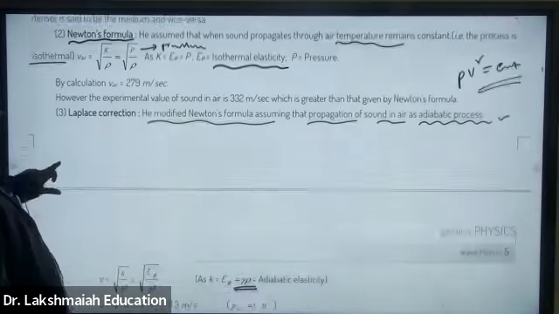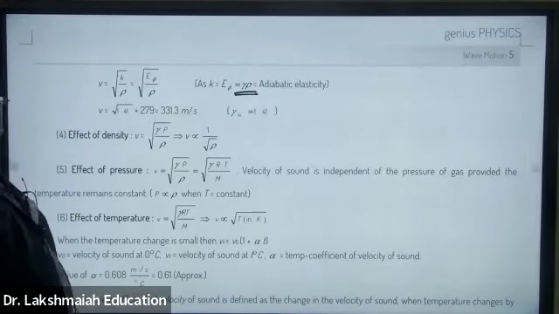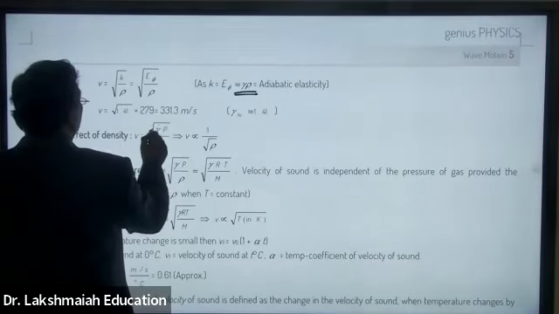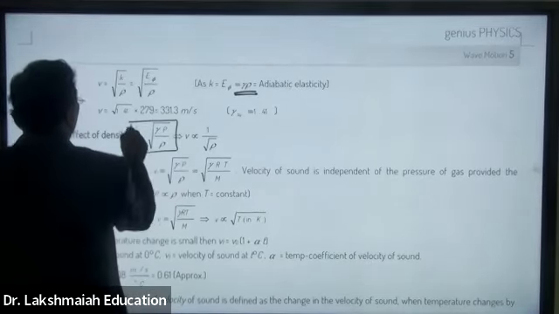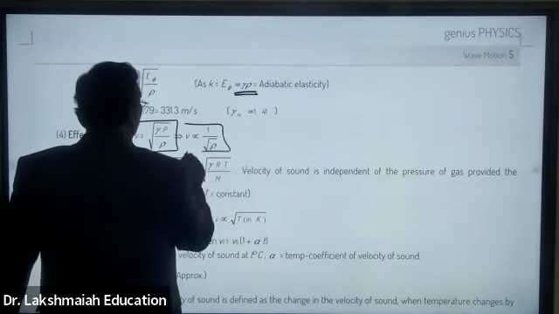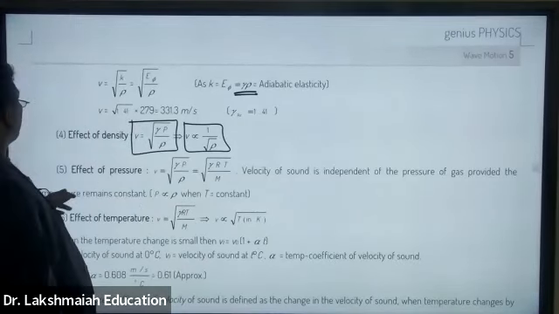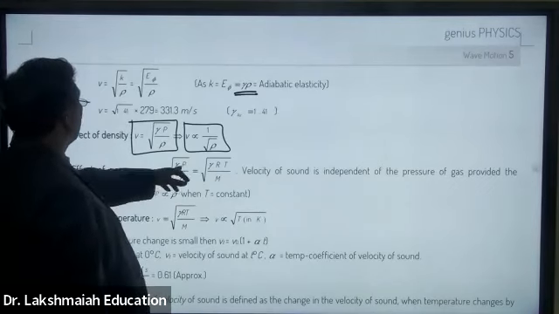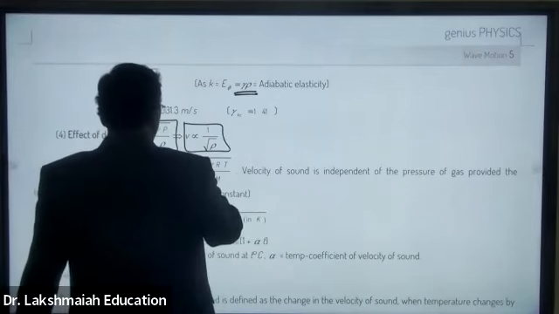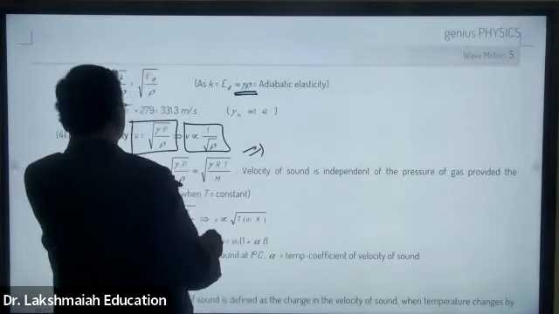So he has taken the effect of density. He has taken velocity V is equal to root over gamma P by rho. Velocity is inversely proportional to root rho. See, the effect of pressure. So he has written V is equal to root of gamma P by rho. But you know, PV is equal to nRT. So instead of P, for that equation, we can write this equation.